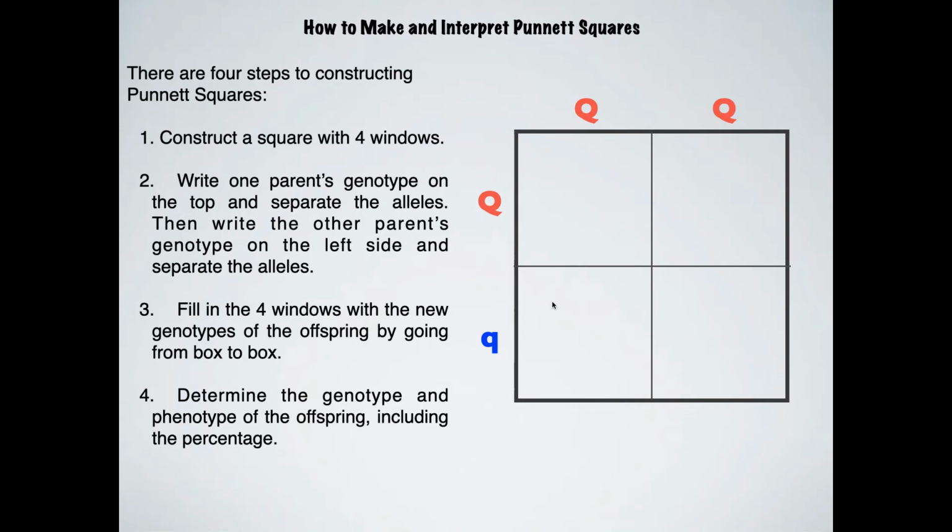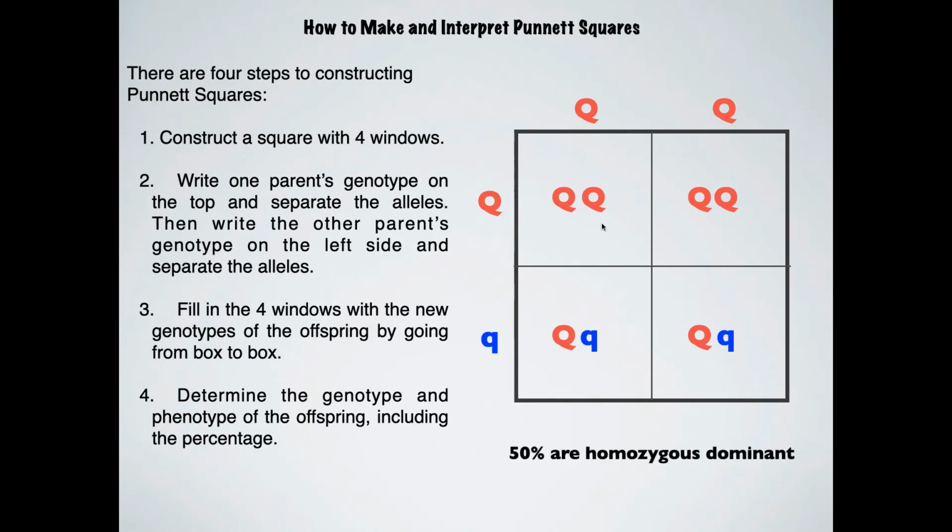Then we cross them. So here I would fill in Q's going down. Here I would fill in Q's going down, and then I go across. So I would have Q's going across. So what do we notice about our offspring? These are our four hypothetical offspring. 50% of them are homozygous dominant. 50% of them are heterozygous. Okay, great. So this is genotype information here.